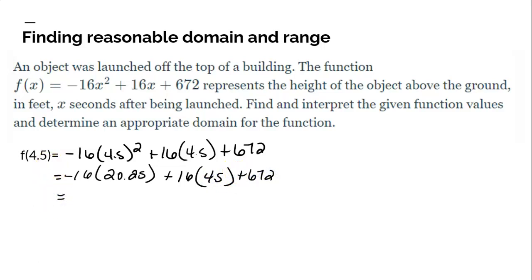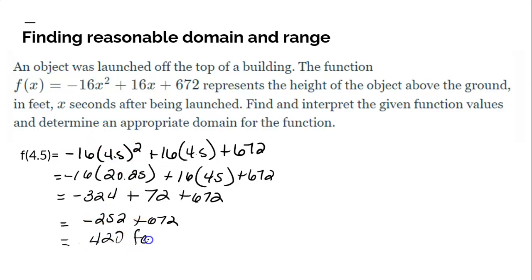-16 times 20.25 is -324. 16 times 4.5 is 72 plus 672. -324 plus 72, the signs are different, so we subtract, take the sign of the larger number, so that's -252 plus 672. Signs are different, so we subtract. 672 minus 252 is 420 feet.